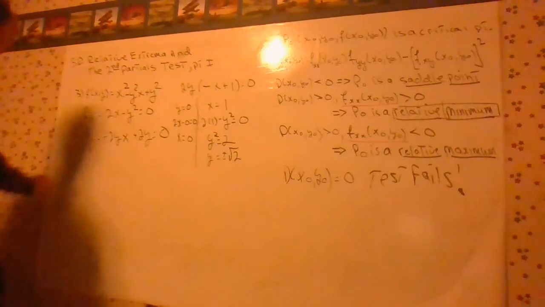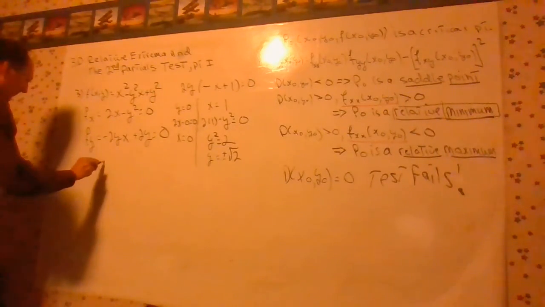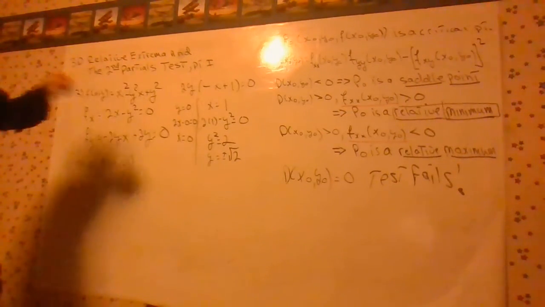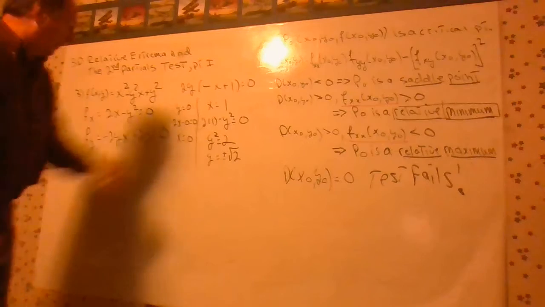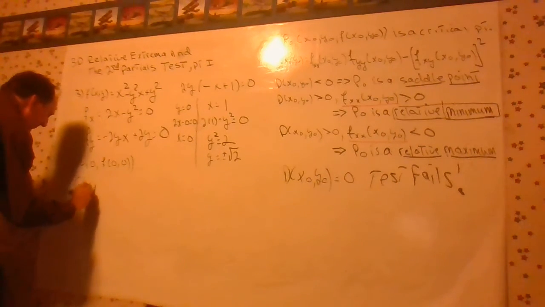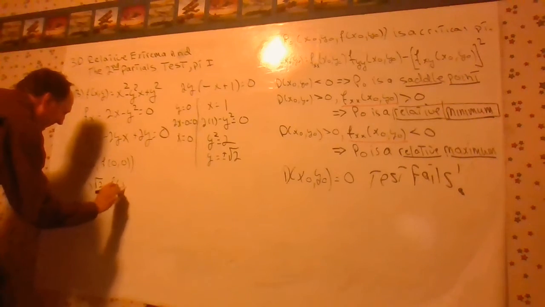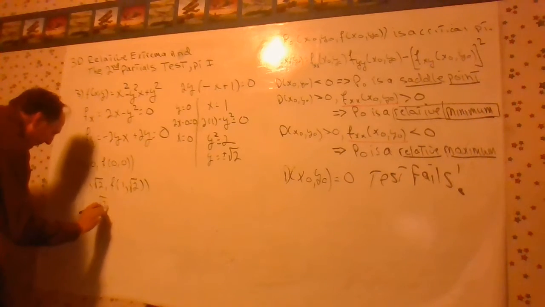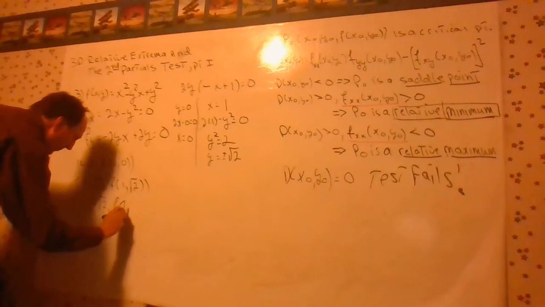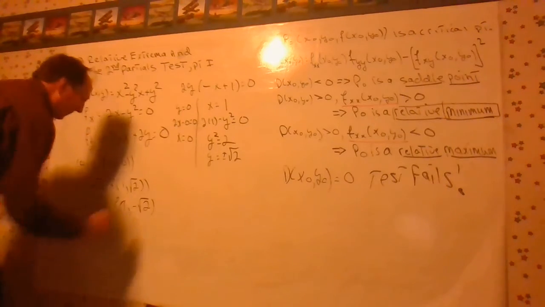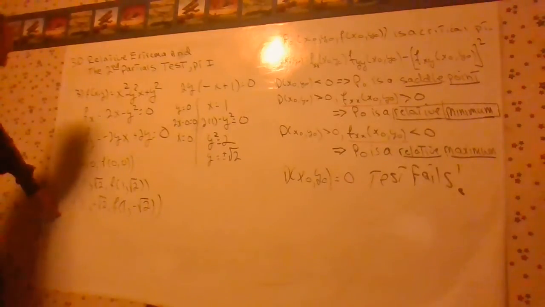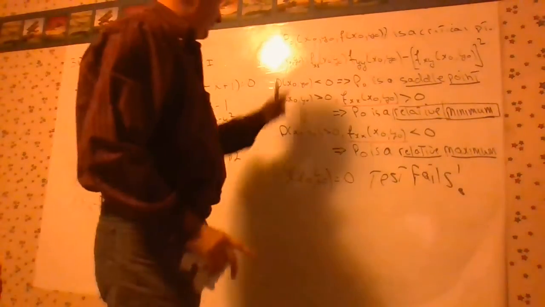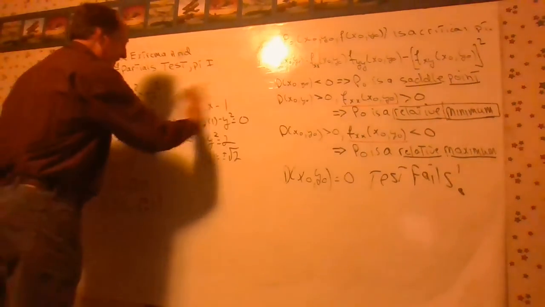We have (0, 0), f of (0, 0), which is 0. And then we also have (1, radical 2), f of (1, radical 2), and also (1, negative radical 2), f of (1, negative radical 2). So we have 3 critical points. And the question is, what are they? Well, we can apply the second partials test. We'll do that right in the middle here.